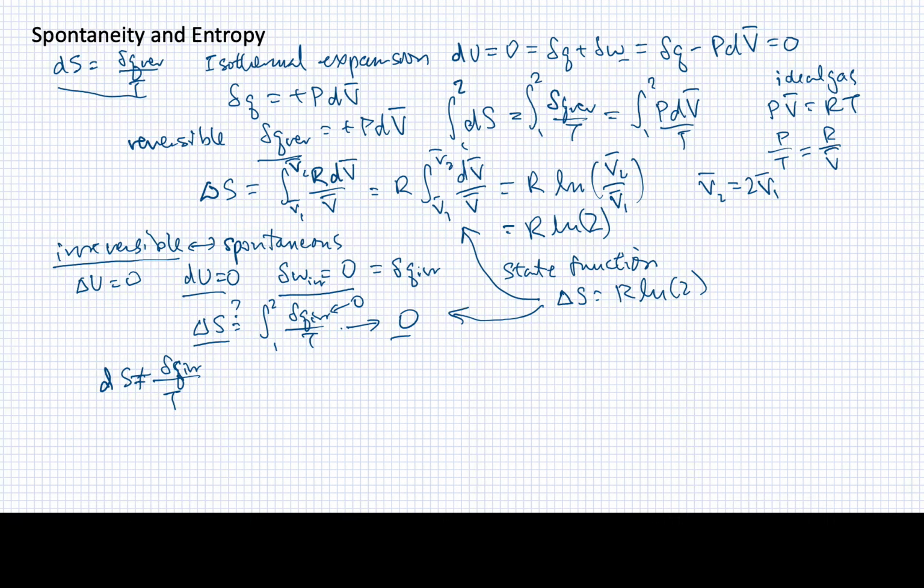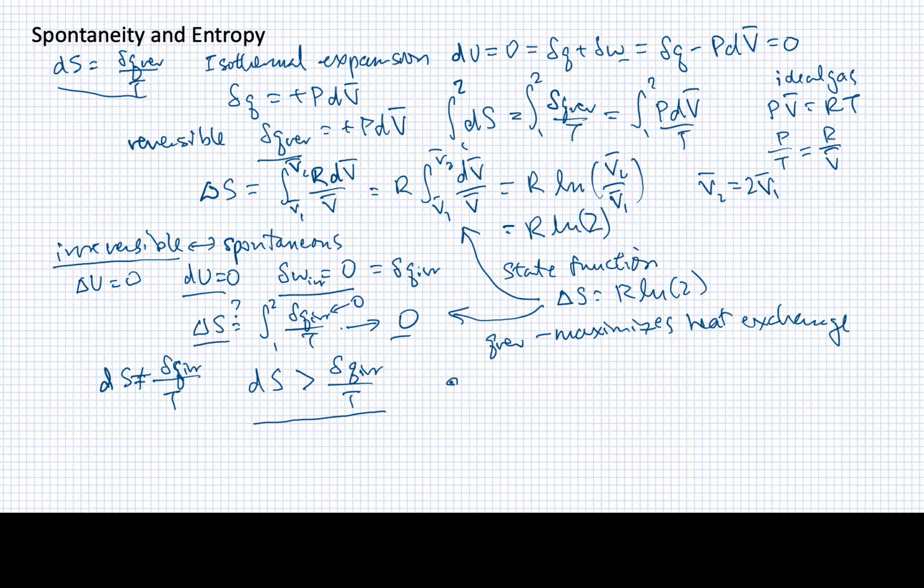And in fact, since q reversible basically maximizes the heat exchange for this kind of process, what this really means is that the differential change in entropy is going to be greater than any irreversible process heat. So I'm always going to have this kind of relationship between the two.